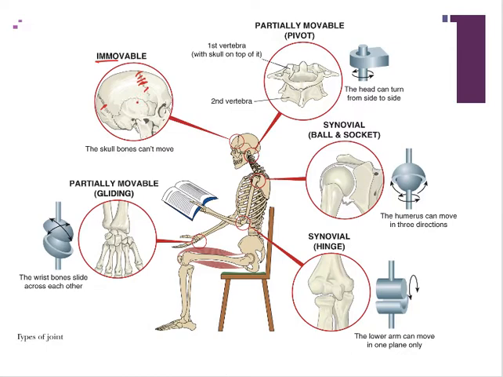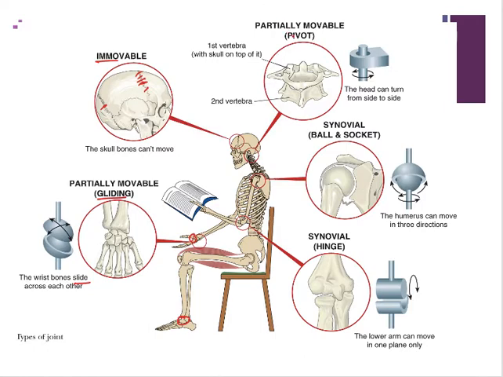Then to move on to the partially movable. There are two types of partially movable joint. We have gliding joints, and you find those in your wrist and also in your ankle. In your wrist and your ankle you have gliding joints where the bones can slide across each other. I guess that's your keyword for your partially movable or gliding joint.